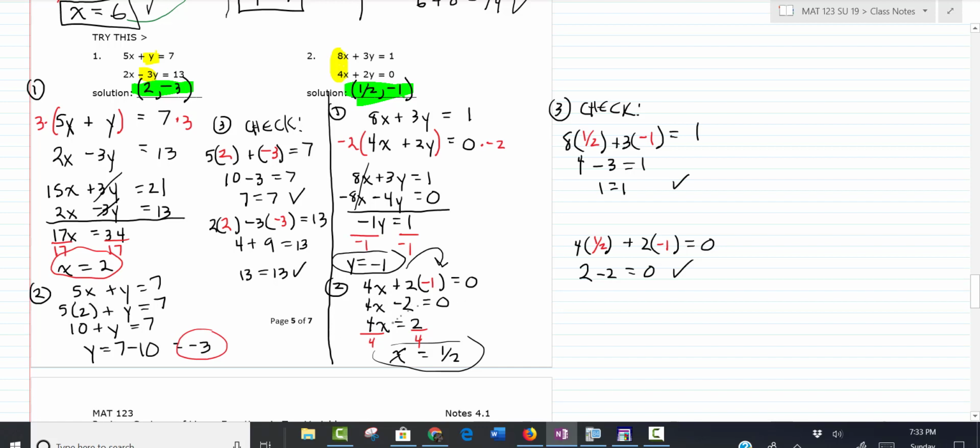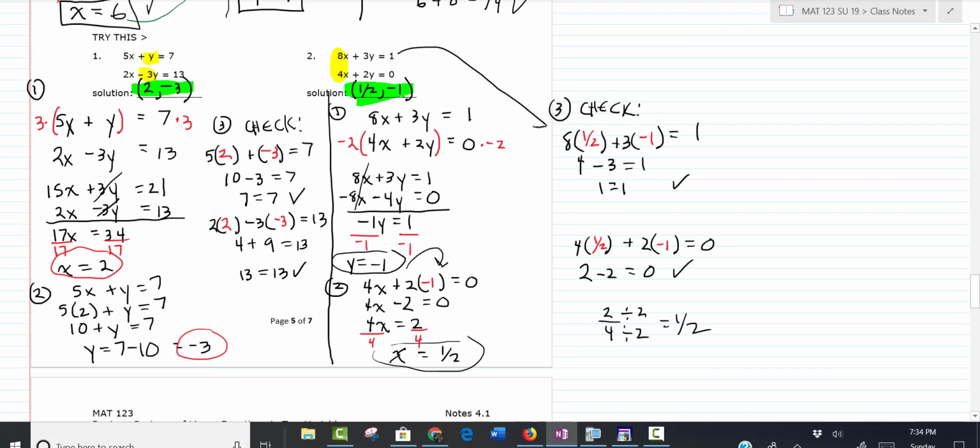So I get 4x minus 2 equals 0. I can move the 2 to the other side to get 4x equals 2. Divide by 4, I get 2 fourths. And of course 2 fourths reduces to a half. You can do that in your head if you want to. You're just dividing top and bottom by 2. And then you can see how this checked.